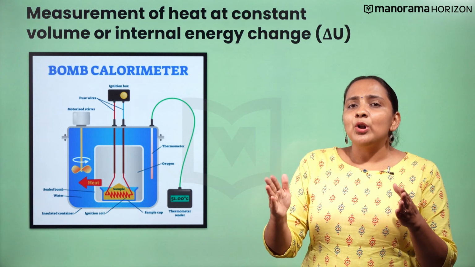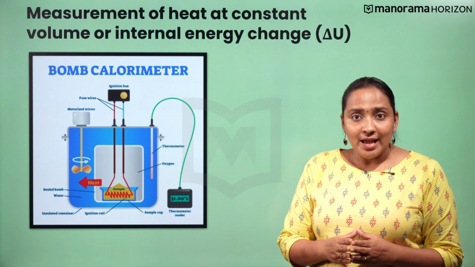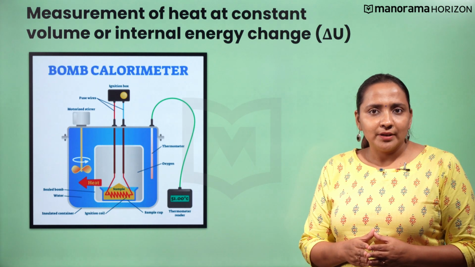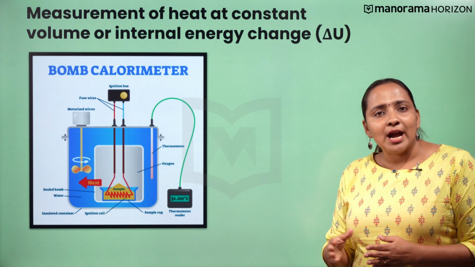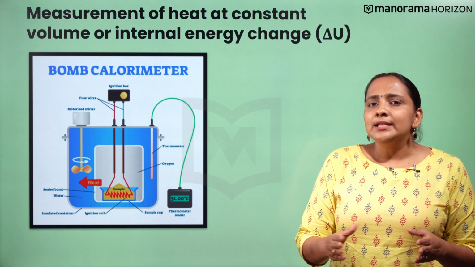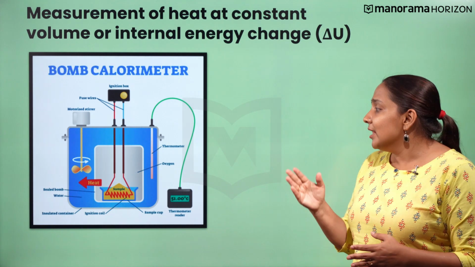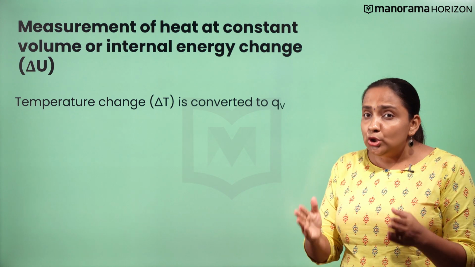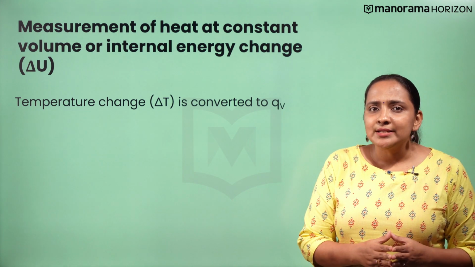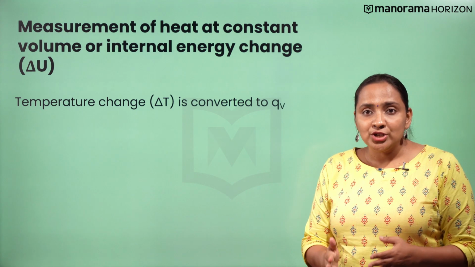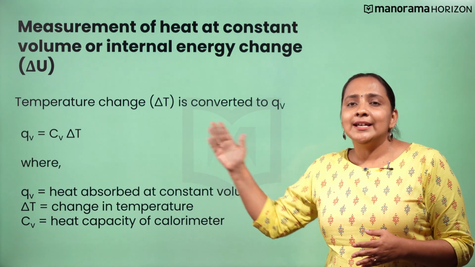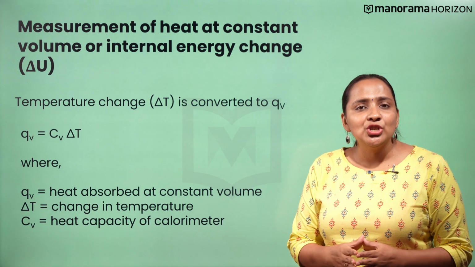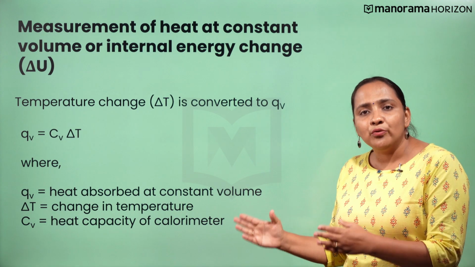Firstly, place the sample of known mass in a sample cup. Then, the sample is ignited electrically in the presence of oxygen. The heat evolved during this reaction is transferred to the water, and this increase in temperature is measured using a thermometer. This temperature change can be converted to QV by using the known heat capacity of the calorimeter with the help of equation QV is equal to CV delta T. Note, here the calorimeter is sealed, hence the energy change measured would be at constant volume.